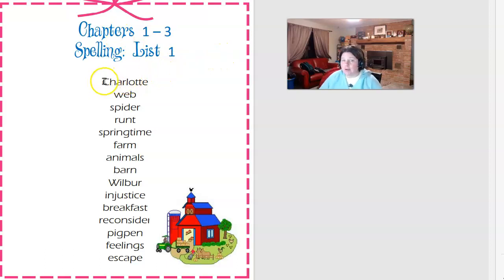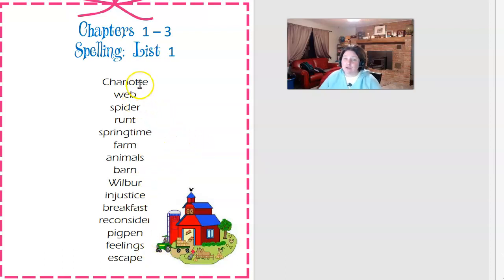The name of the main character in this story is Charlotte. Web, spider, runt, springtime, farm, animals, barn, Wilbur, injustice, breakfast, reconsider. It's like the R is cut off there a little bit. Pigpen, feelings, escape. We need handwriting practice.